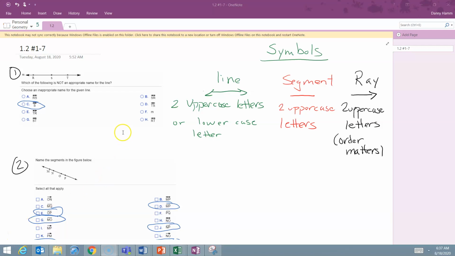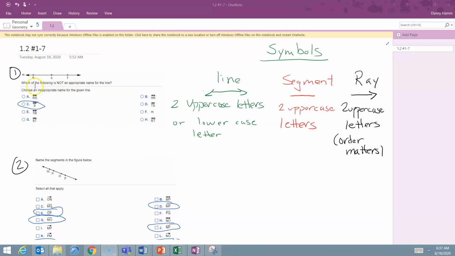Howdy, youngsters. We're looking at section 1.2 and numbers 1 through 7 on your very first assignment in Math Excel. We're just going to be looking at being able to identify lines, segments, rays, how to do that, looking at words like collinear, non-collinear, planar, and non-planar. We'll also be graphing on a coordinate plane.